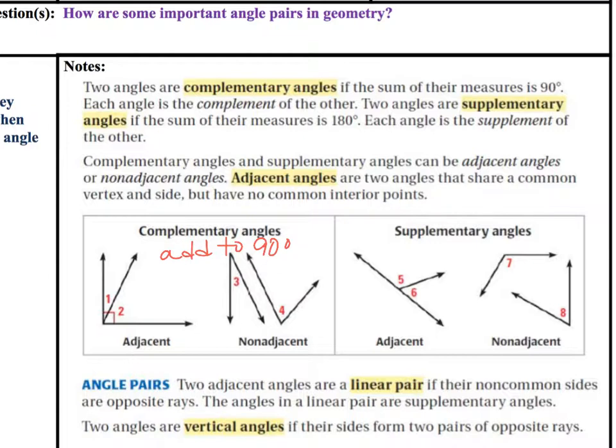Okay, adding to 90. The way I remember the difference between these, because supplementary adds to 180, is when you're doing the alphabet, C comes before S, and so 90 is before 180. That's kind of how I remember it in my head.